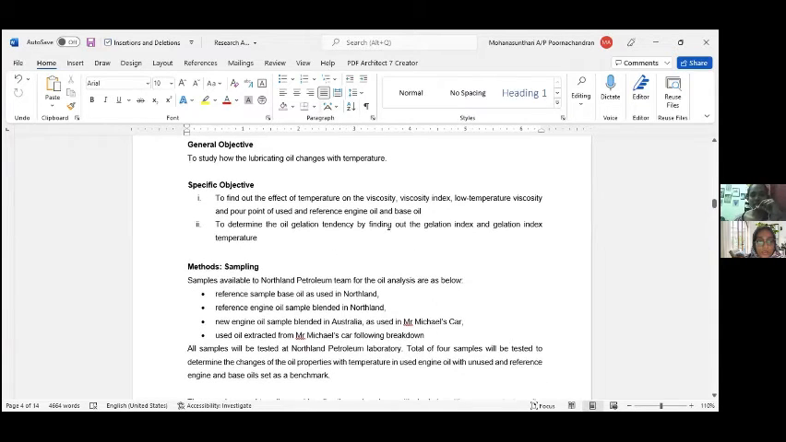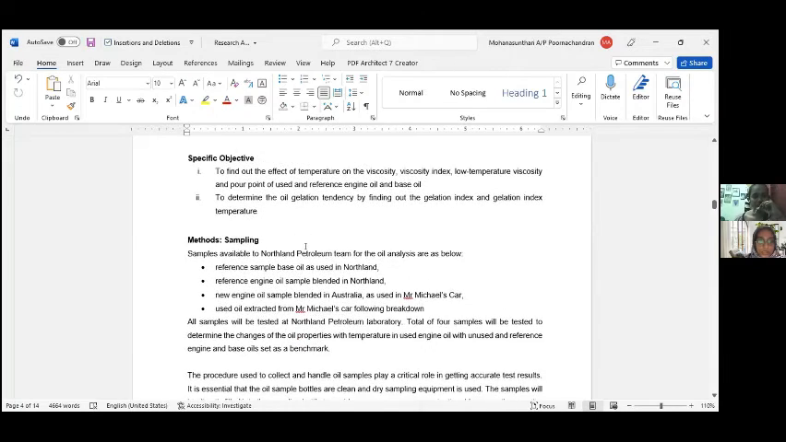So we will be finding out the gelation index and the gelation index temperature. What is the temperature at which the oil gelatinizes? Okay, to prove it. Then the second thing is we want to study the viscosity, VI, and low temperature, and also the pour point. Yes.